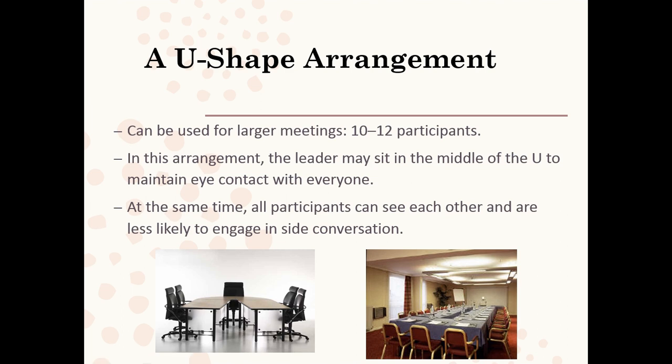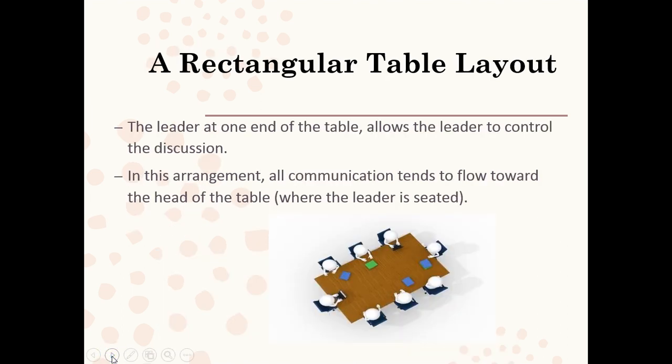At the same time, all participants can see each other and are less likely to engage in side conversation. So kita tak adalah to having side conversation because we are facing one another. Kita boleh nampak orang depan kita kan. Orang depan kita tengok kita, dekat hujung pun nampak. So benda tu mengurangkan side conversation between the meeting. Okay, tu untuk U-shape.